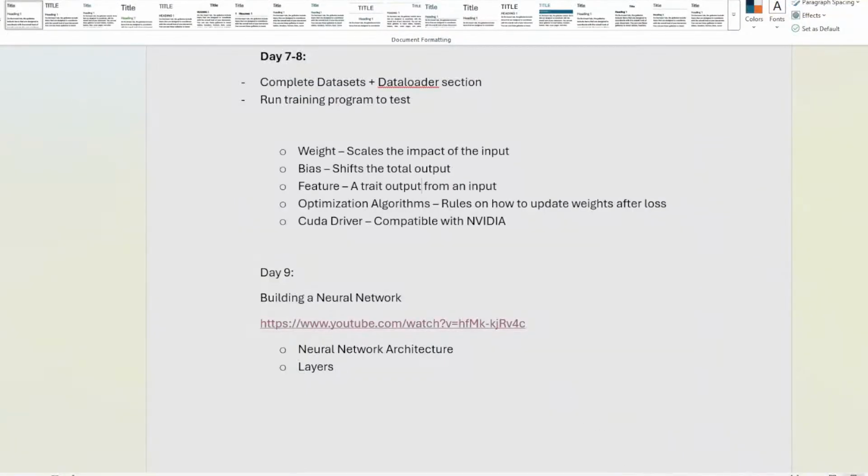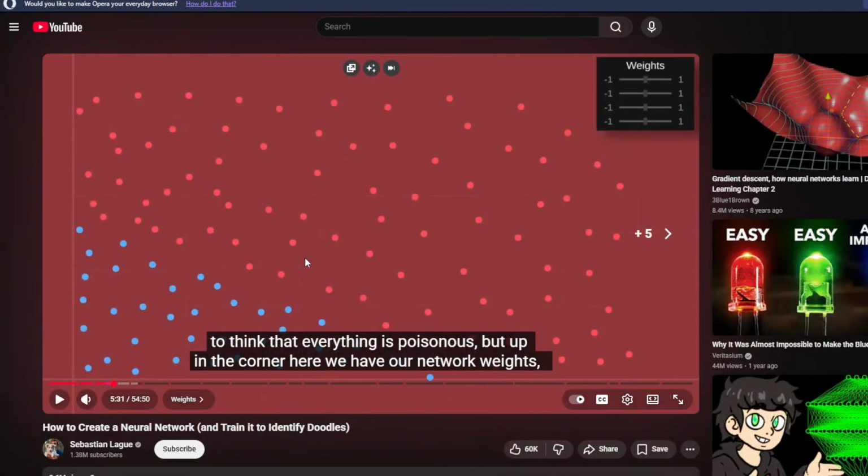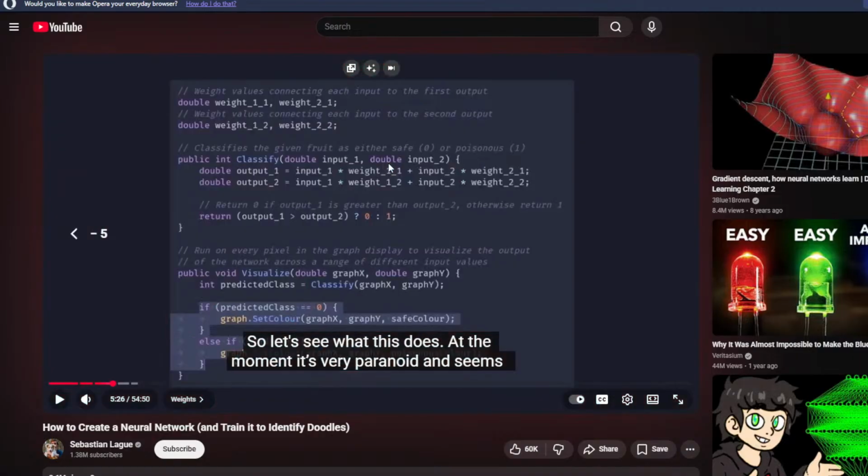So let's see what this does, which will be the y-axis here. And same concept, we're saying, okay, input two times weight two, the second output of fruit number one. So if this is greater than this, output 2, which is coming from input 1 and connecting to the second output. If safe is greater than poisonous, then return safe.